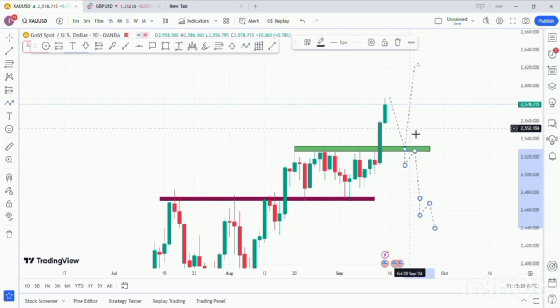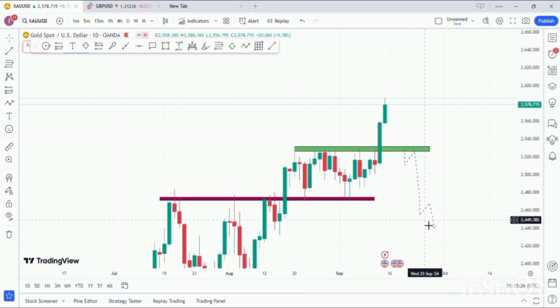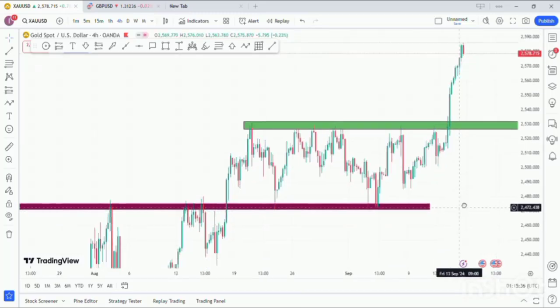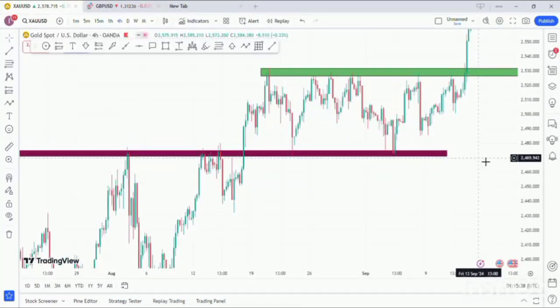So quickly guys, without much wasting of time, we're going to move over to the 4 hours time frame so we can pick out some zones we need to be looking out for. Alright guys, so this is the 4 hours time frame as you can see on XAUSD.